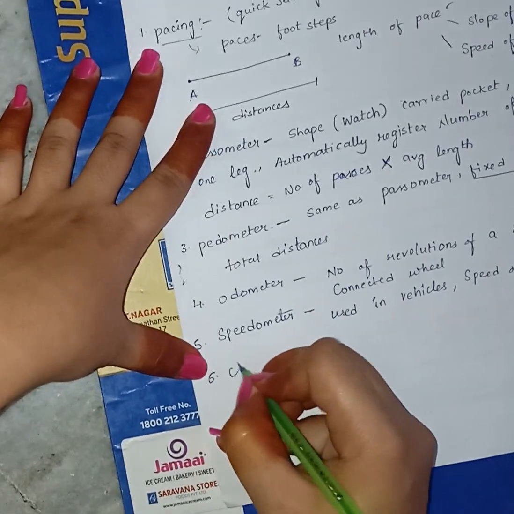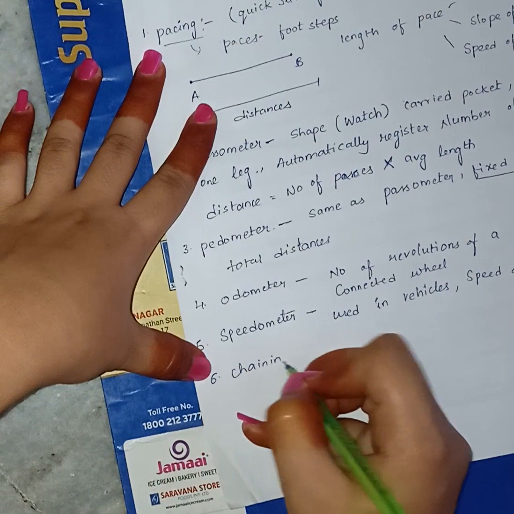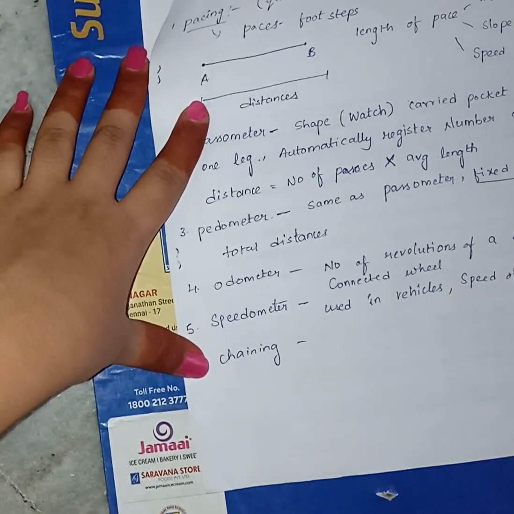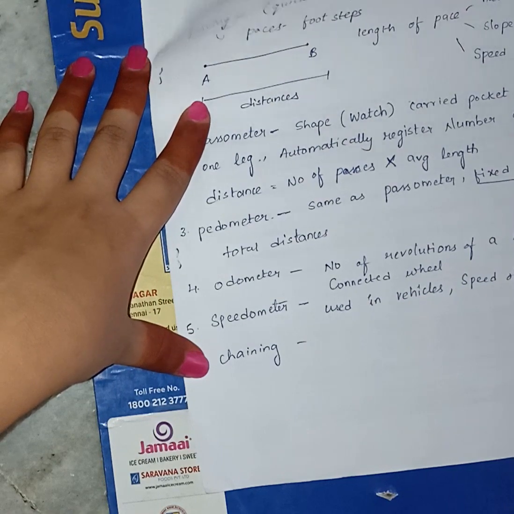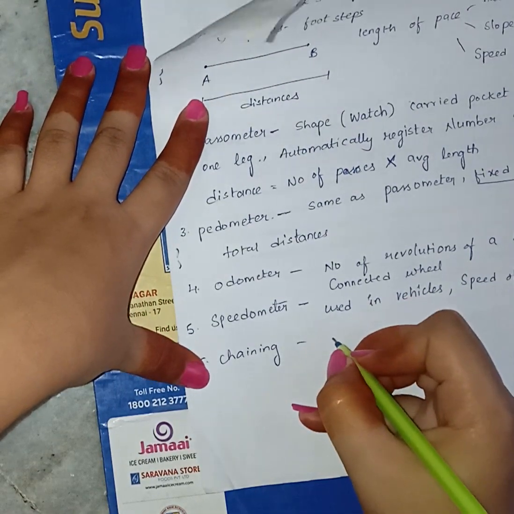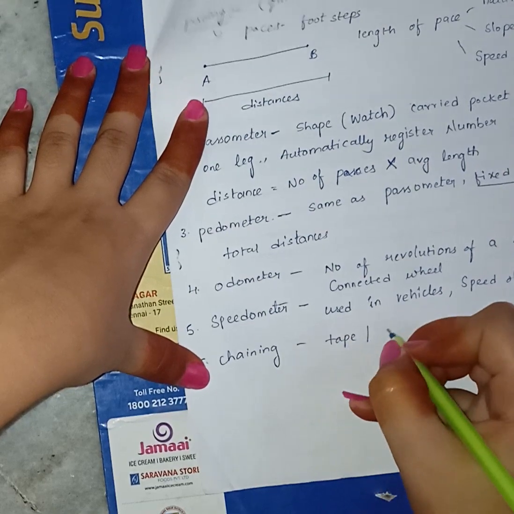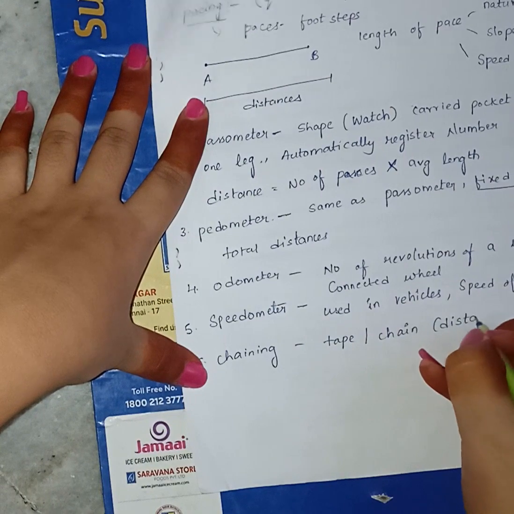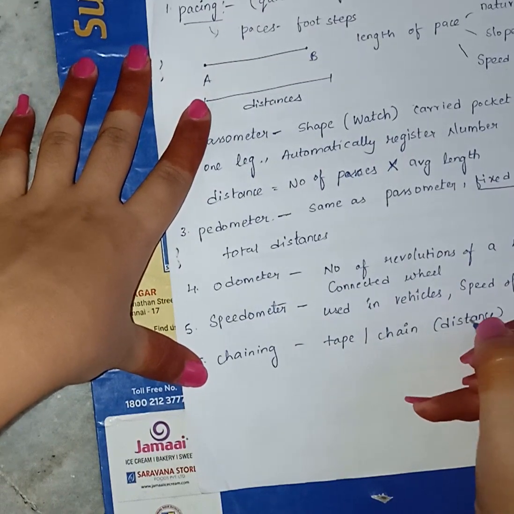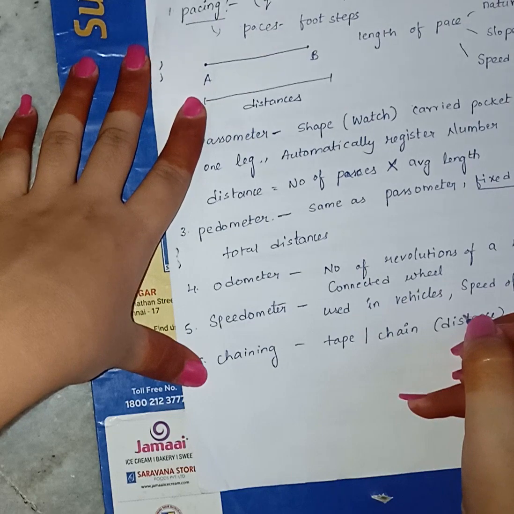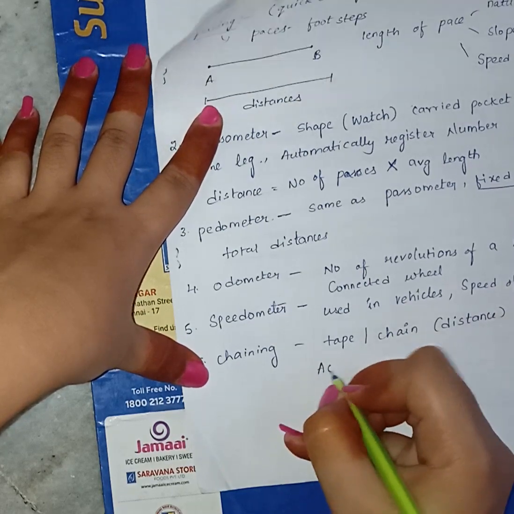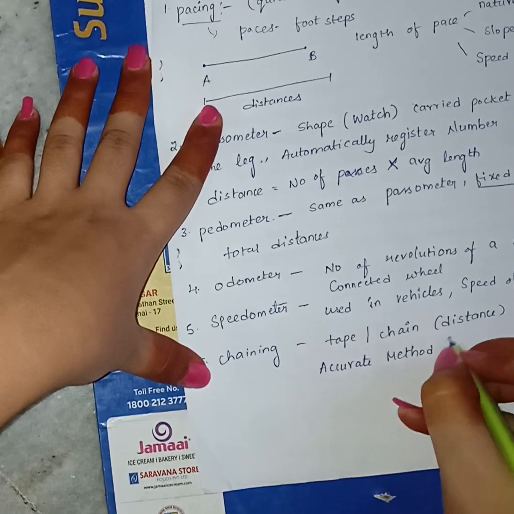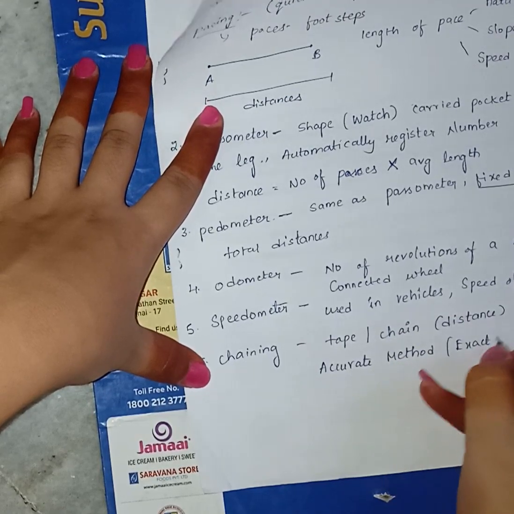Next, the final one is chaining. What is chaining? Chaining is a term used to denote measuring distance with the help of a chain or a tape. By using a chain or a tape, the distance can be measured, so it is known as chaining. It is the most accurate method of making direct measurements. We will get the exact value in the chaining method when compared to the remaining instruments.